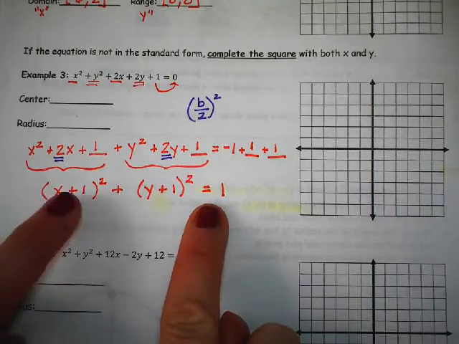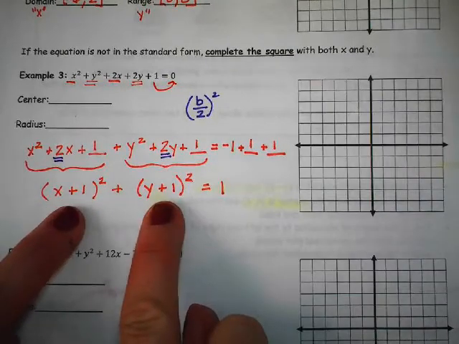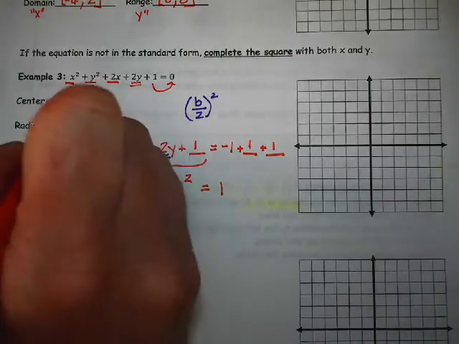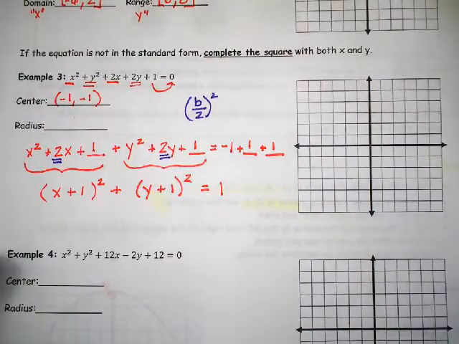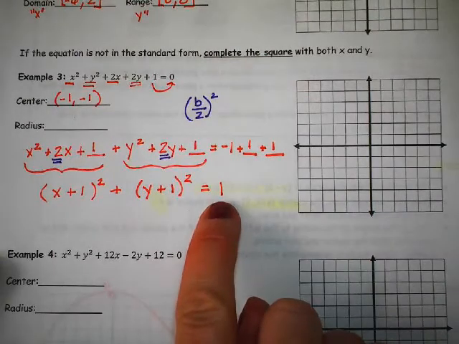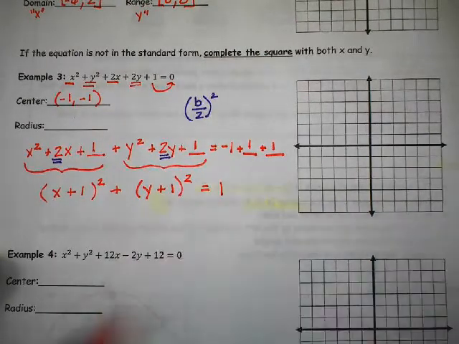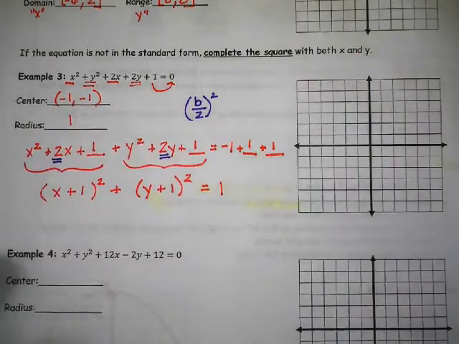So the center is going to be (h, k). Opposite of this, opposite of this. So my center is going to be (-1, -1). Out here, this represents r squared. And so my radius is going to be the square root of 1, which is just 1.